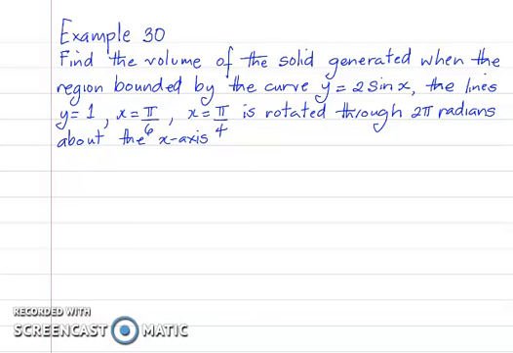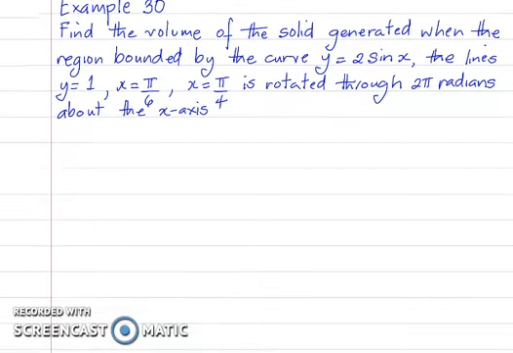Example 30. Find the volume of the solid generated when the region bounded by the curve y equals 2 sine x, the line y equals 1, x equals pi by 6, and x equals pi by 4 is rotated through 2 pi radians about the x-axis.